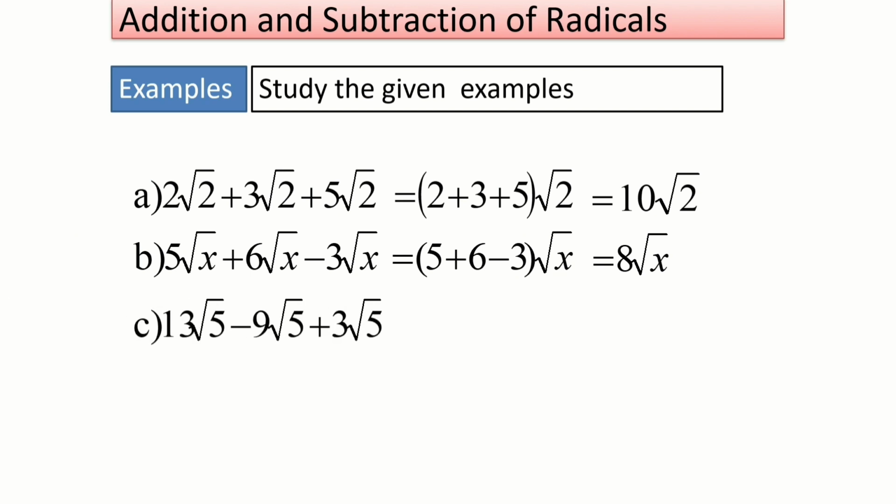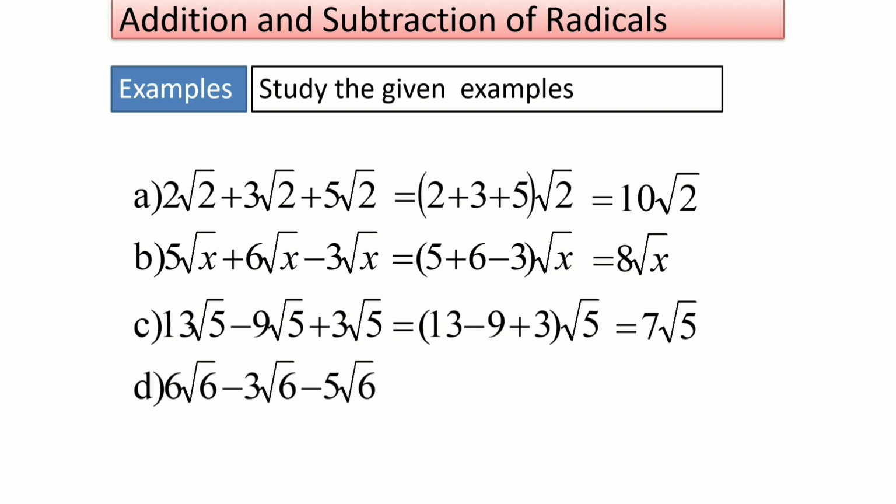Next, we have letter C. 13 square root of 5 minus 9 square root of 5 plus 3 square root of 5. So again, we factor out square root of 5. Then we now have 13 minus 9 plus 3. So 13 minus 9 plus 3 is equal to 7, then affix square root of 5. That is why our answer here is 7 square root of 5.